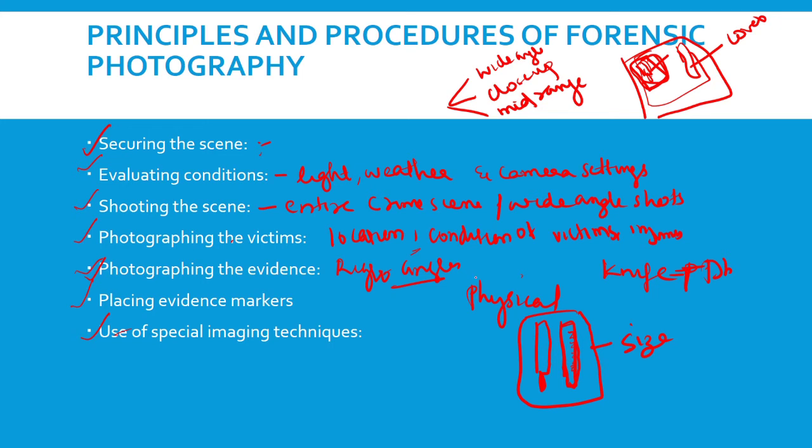And the next one is placing evidence markers. So here the first shot of the entire crime scene is very essential to confirm that no one has altered the crime scene. The photographer should capture the scene with and without the evidence marker.